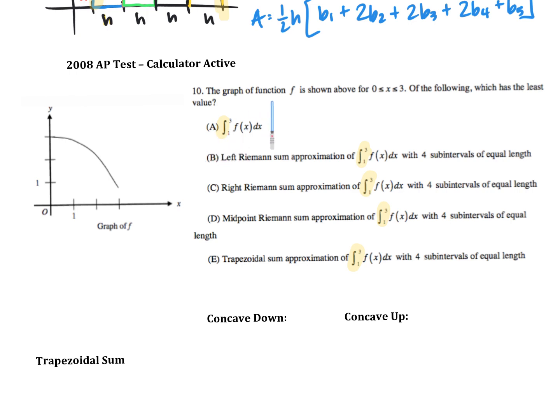So look at option A. It says, which of these is the least value? A is saying, hey, this is the exact area under the curve. So I want you guys to write that because we haven't seen that yet. And we'll get to that in 6-3. This is the exact area under the curve. Go ahead and write that down, Brady. They want the least.